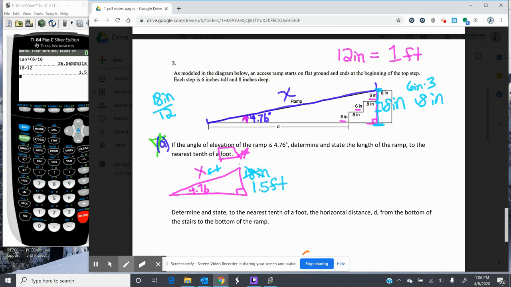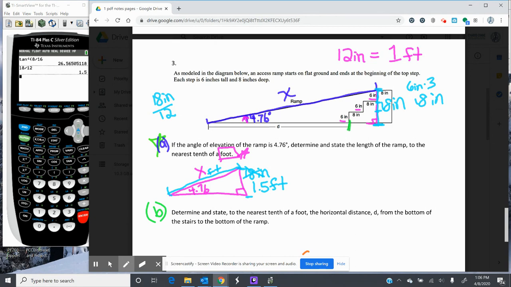So you're going to find the length of the ramp, X, in feet, using your 4.76 degrees, and your 1.5 feet tall is how high that right triangle is. Now for part B, it asks you to find and state to the nearest tenth of a foot the horizontal distance D from the bottom of the stairs to the bottom of the ramp.